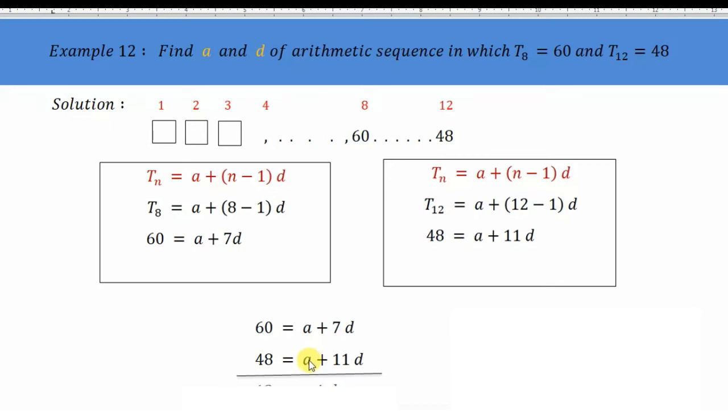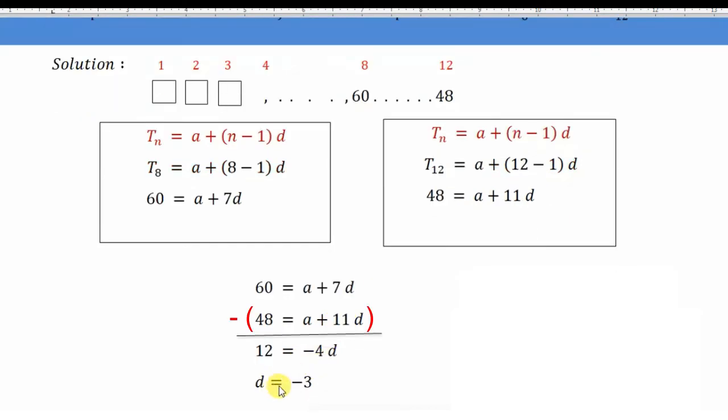In order to eliminate this a, what I do is I multiply the negative sign throughout this equation. So all the terms here will be negative. And 60 minus 48 will be 12. Positive a gets cancelled with the negative a. And 7d minus 11d will be negative 4d. That will be equal to negative 3. Negative 4d equals 12, so d is negative 3. The common difference of the sequence will be equal to negative 3.